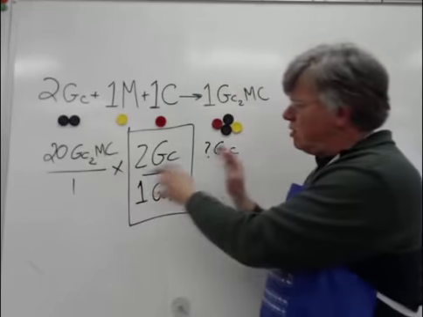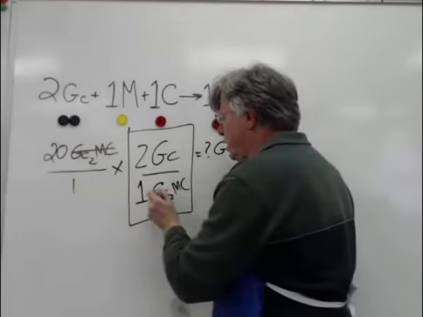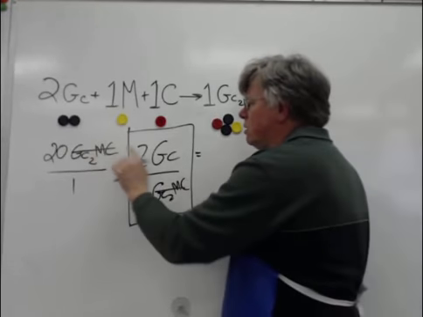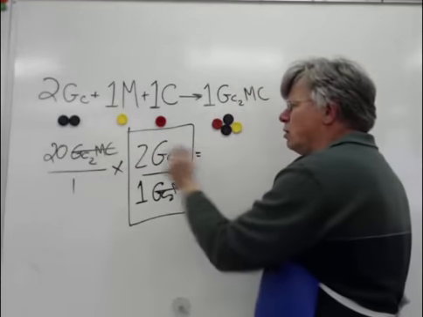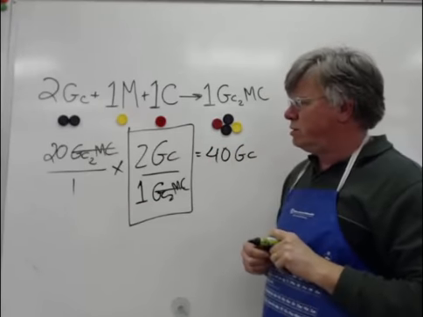And of course, this is how you set up chemical problems. The unit of s'more will cancel. So it's quite obvious that in order to get 20 s'mores, we're going to need 40 graham cracker pieces.